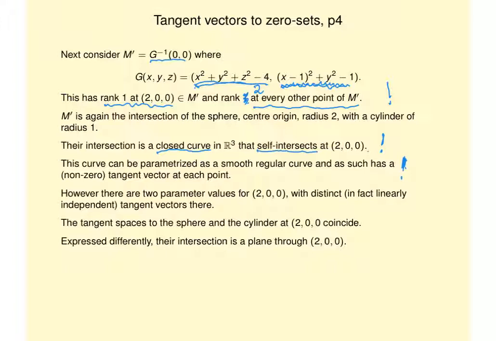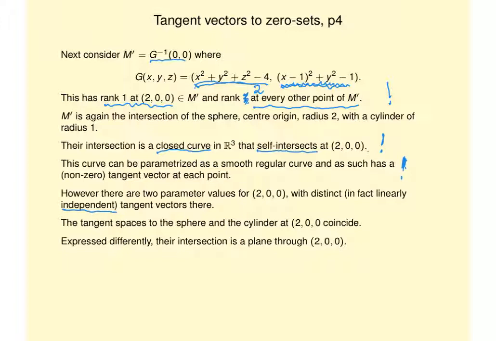This curve can be parameterized in the ordinary way as a smooth, regular curve. As such, it has no problem at all, except that it has this point of self-intersection. So as a parameterized curve, there are two different parameter values for going through (2, 0, 0). And they both give rise to a non-zero tangent vector, but they're different tangent vectors. In fact, they're linearly independent. Okay. So you have a problem.